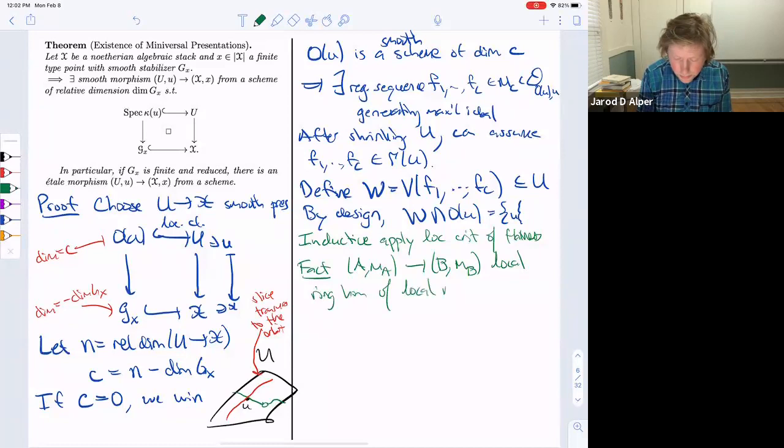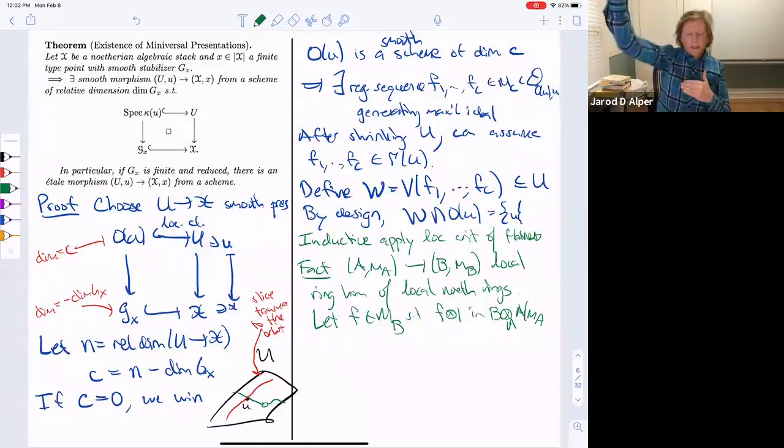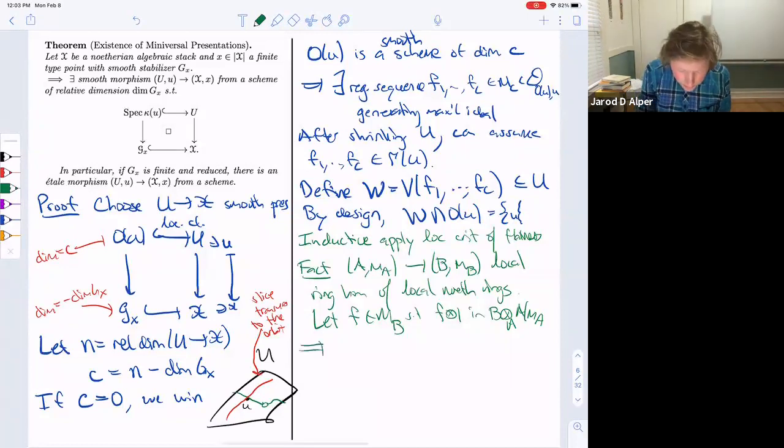Local Noetherian rings. And let F be an element of the maximal ideal of B, such that it's a non-zero divisor in the quotient, in the fiber. Geometrically, I have Spec B mapping to Spec A, and this is representing the fiber of that map. And I have a global function on the source that restricts to a non-zero divisor on the fiber. And then the conclusion is that the composition A to B to B mod F is flat.